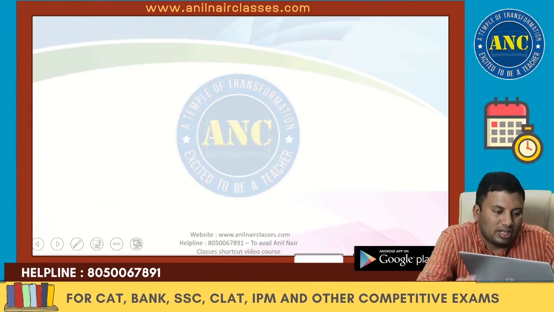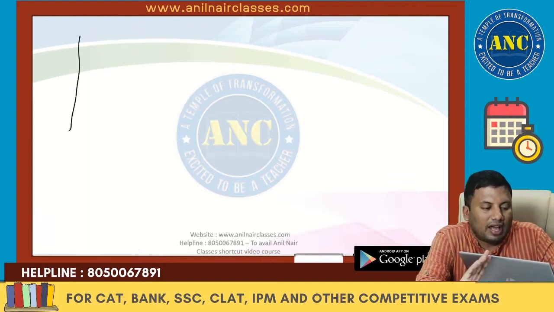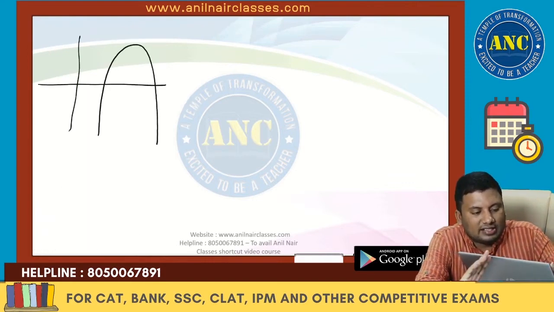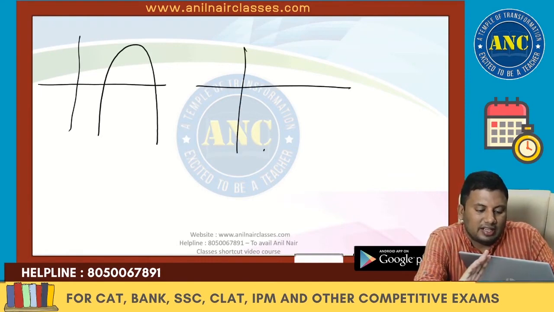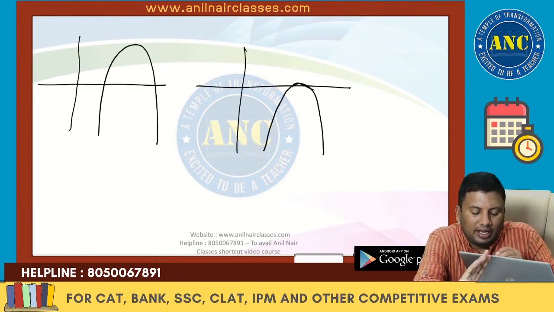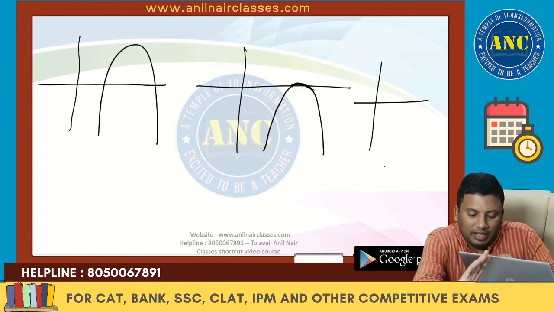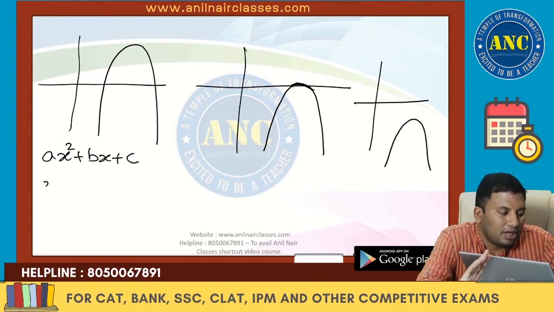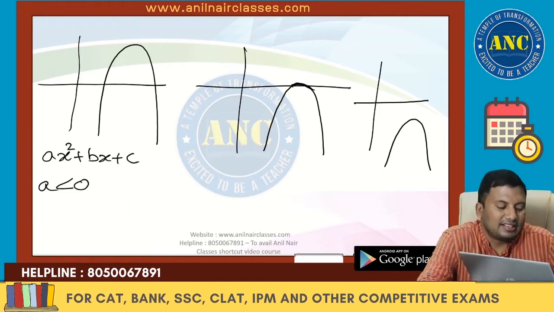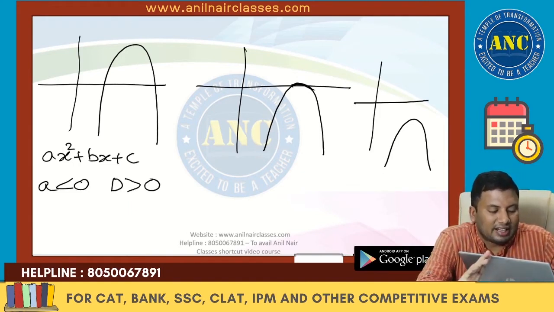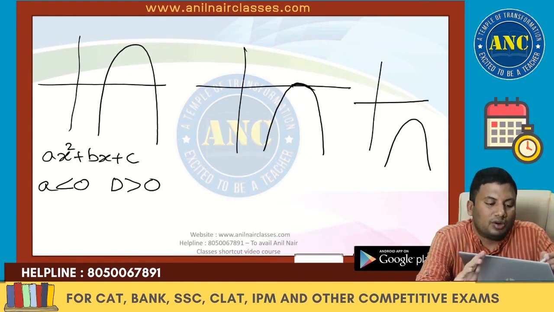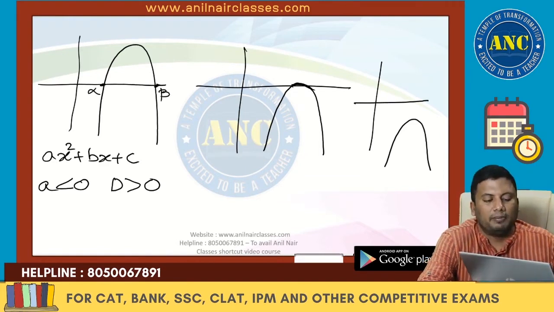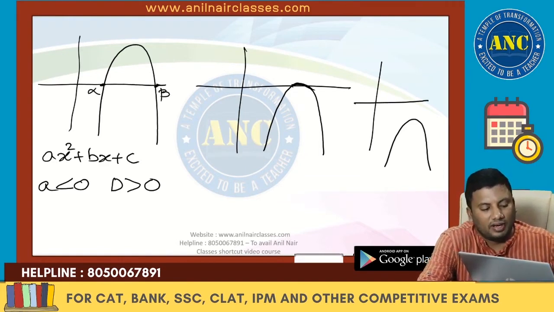Now another question is, what will happen if a is less than 0? If a is less than 0, the graph will be inverted. So this is the graph for ax square plus bx plus c. If a is less than 0, d is greater than 0. D greater than 0 means the roots are real and unequal. So definitely there will be 2 points at which the curve will intersect.